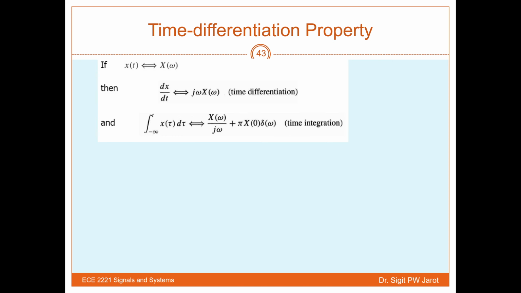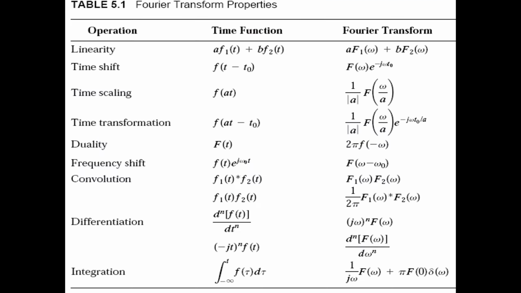Okay, so the next one is time differentiation, dx(t)/dt. In the frequency domain, we have to multiply by j omega and then transform whatever the function is. And for time integration, we integrate, so we just transform but divide. For differentiation, multiply; for time integration, divide. Then you have to add the initial condition of the function.